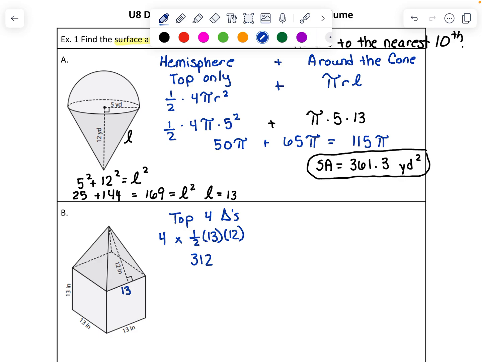Okay, then we have the squares because the bottom looks like a cube. But I'm not going to use all 6 sides because if you look at this, the top part of that square is going to be covered up by the triangle or the pyramid on top. So if we do 13 by 13 for the square, that's 169. And if you count that up, there's 4 around the sides and 1 on the bottom. So I'm going to take that times 5, and we would have 5 squares the same size of 845. Now you would just add those 2 numbers together to get the total surface area equals 1,157 inches squared.